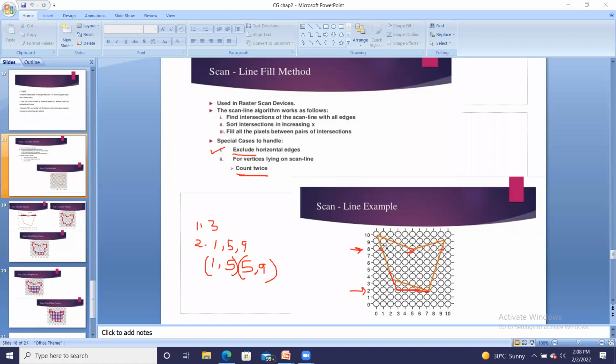मग 1 to 5 जे आहे ते मी कलर करणार पहिल्यांदा आणि 5 to 9 पण कलर करणार. So it will be easier for you to color such scan lines where the vertices are there on it. Okay, कळालं हे?